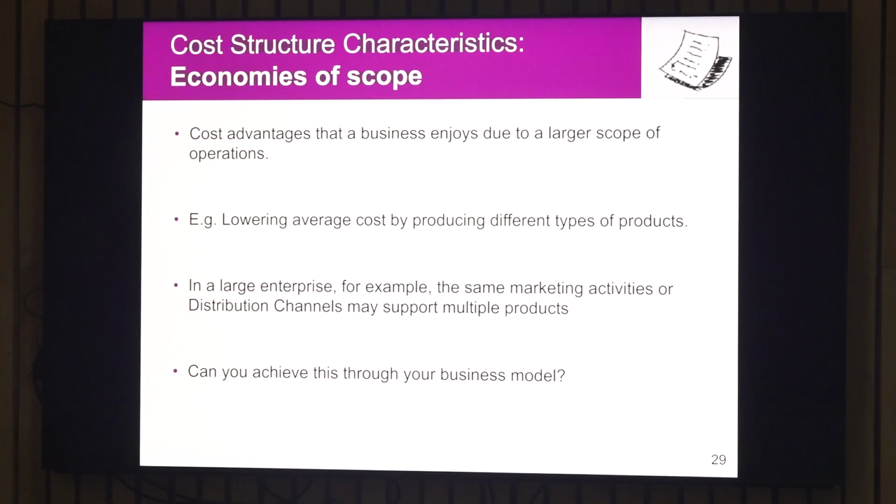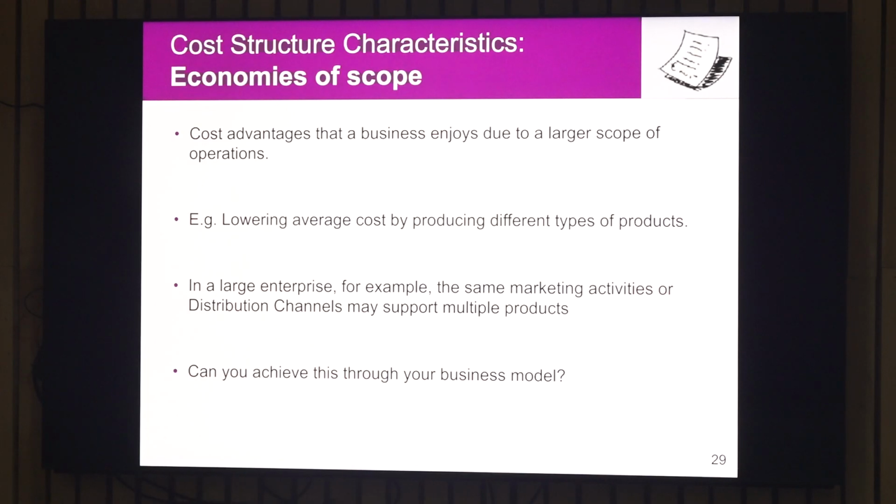Economies of scope is when you're producing different types of items, not the same mass market product. In the long tail, this is the tail. The head is the previous mass market product, economies of scale, and this is economies of scope, that you gain as cost advantages based on large volume and variety of operations.